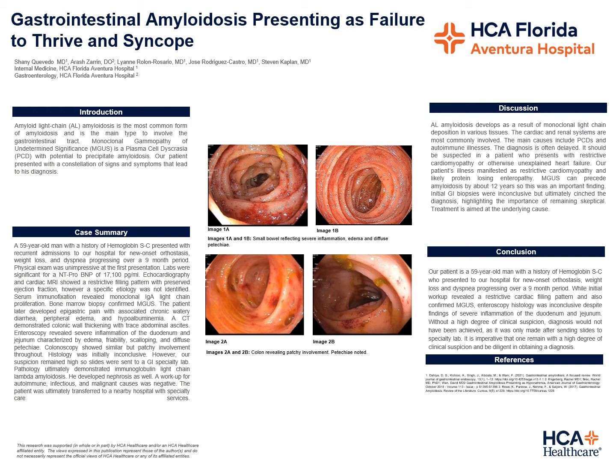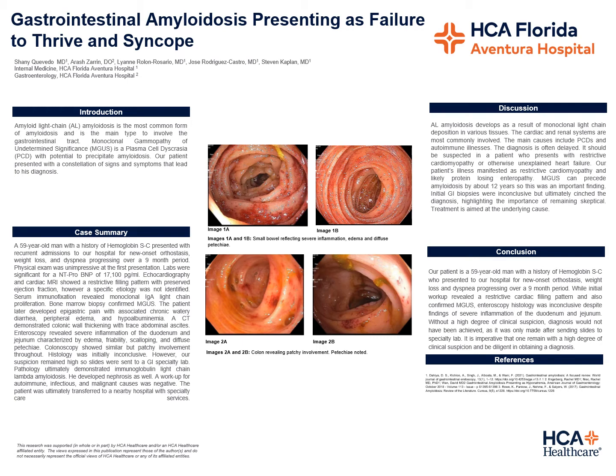The title of our case is Gastrointestinal Amyloidosis presenting as failure to thrive and syncope. Amyloid light chain amyloidosis is the most common form of amyloidosis and is the main type to involve the gastrointestinal tract. Monoclonal gammopathy of undetermined significance, also known as MGUS, is a plasma cell dyscrasia with potential to precipitate amyloidosis. Our patient presented with a constellation of signs and symptoms that led to his diagnosis.